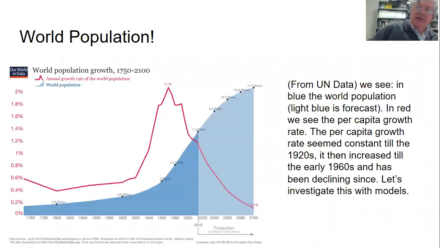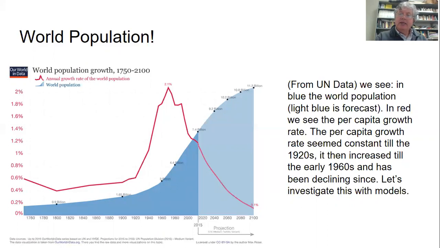So world population, that's a thing that's been worrying people since the 18th century, the fact that there's going to be too many people. So there you see a graph. The data comes from the UN. And so in blue, you see world population. The dark blue is up to 2015, when the world population was 7.4 billion. And the light blue is the projected world population later on. So it looks like we might get around 12 billion people in the world sometime in the next century.